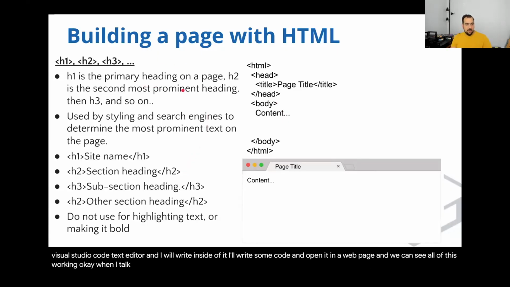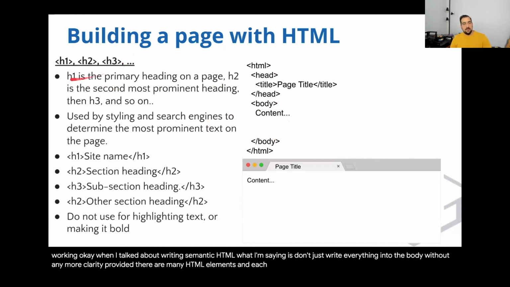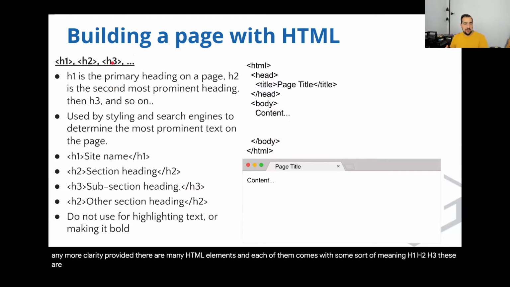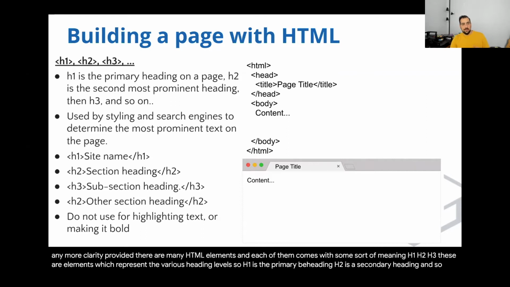When I talked about writing semantic HTML, what I'm saying is don't just write everything into the body without any more clarity provided. There are many HTML elements, and each of them comes with some sort of meaning. H1, H2, H3, these are elements which represent various heading levels. So H1 is the primary heading, H2 is the secondary heading, and so on.